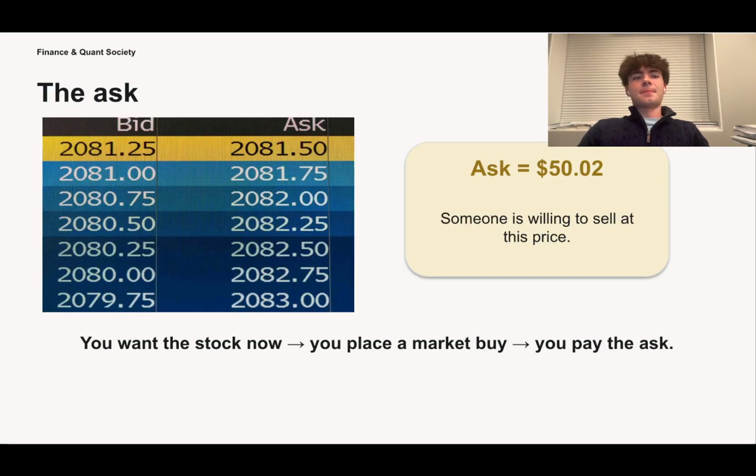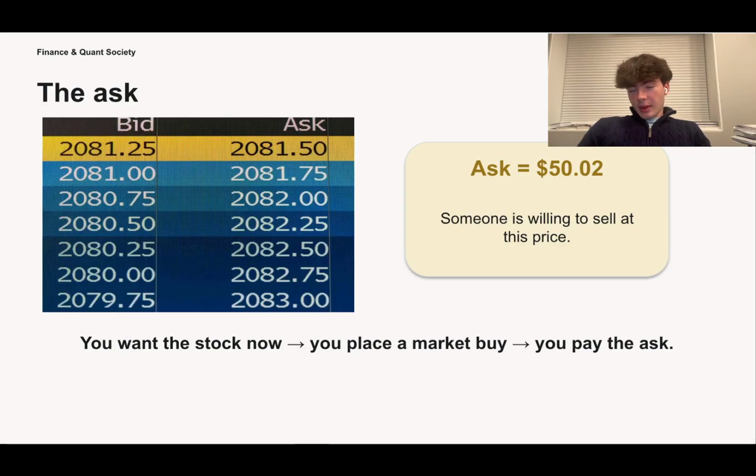Let's go ahead and look at the ask. The ask is the other side of the quote. It is the lowest price a seller is currently willing to accept. In our example, the ask is $50.02. That means the cheapest available seller wants $50.02 per share. If you place a market buy order, you will usually pay the ask because you're asking to purchase immediately. So the exact opposite. So you want to buy something as quick as possible. So chances are you're not going to be able to buy it for cheap because no one's going to be able to sell it for cheap. So you're just going to go to the cheapest seller, usually closer to the ask or at the ask.